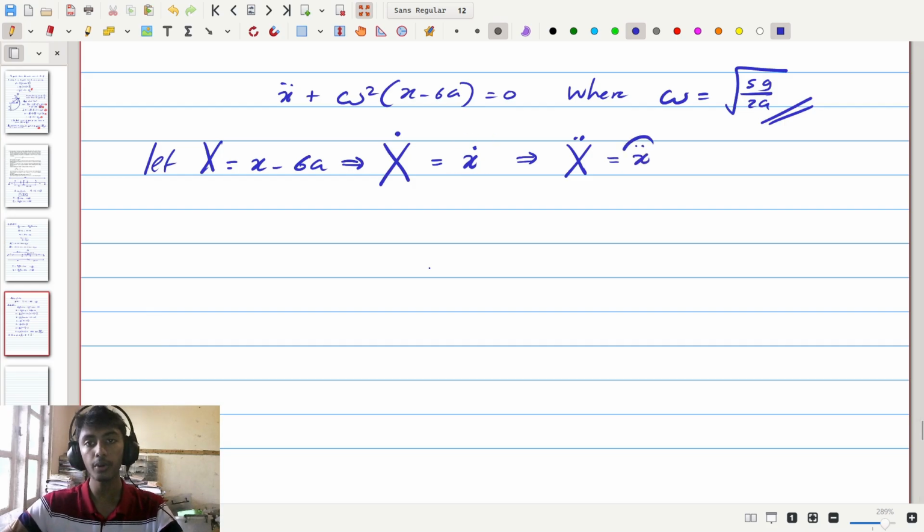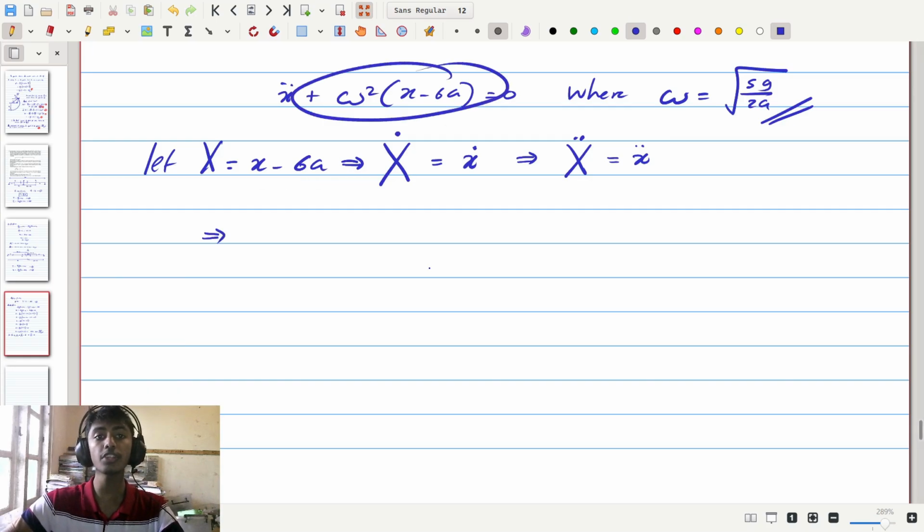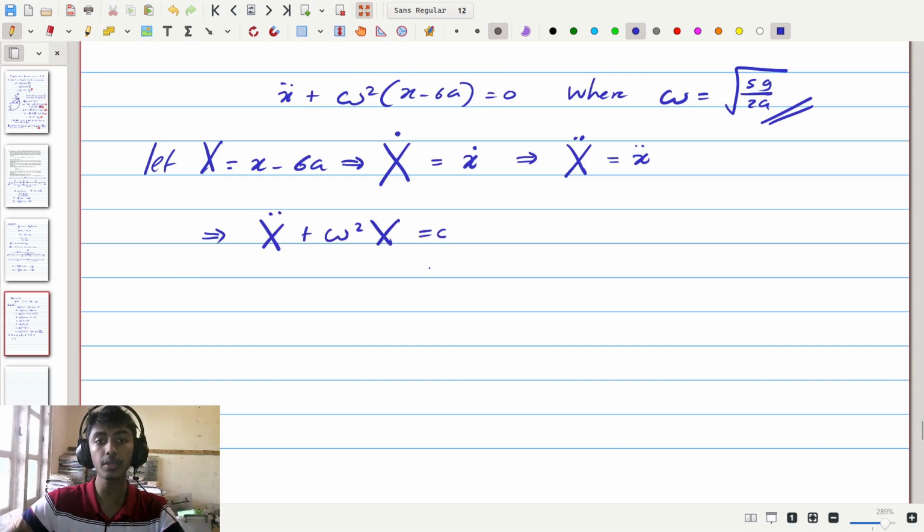So therefore simple x double dot is directly equal to capital X double dot, and we already have the relationship that capital X is equal to simple x minus 6a, meaning that using these we can substitute into this expression to get that capital X double dot plus omega squared times capital X is equal to 0, where omega is equal to the square root of 5g over 2a.